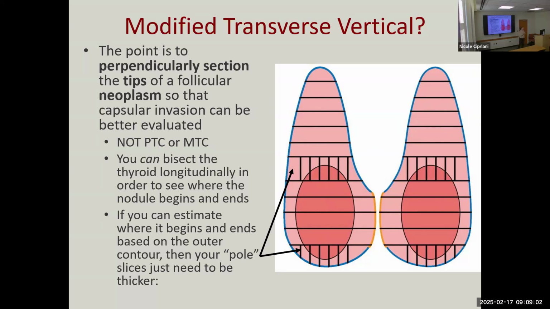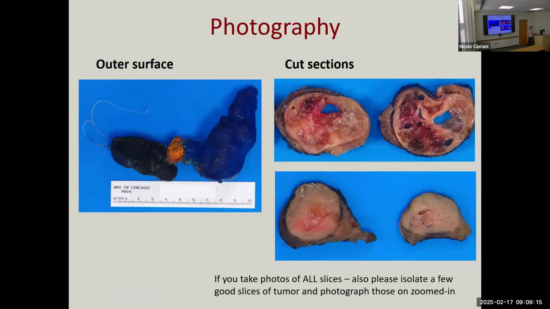This, of course, does not apply to PTC. This does not apply to medullary. This applies to follicular neoplasms in which you need to determine invasion. Yes? Okay. Things like this, right? Nice circumscribed borders. We want all of the poles perpendicular.